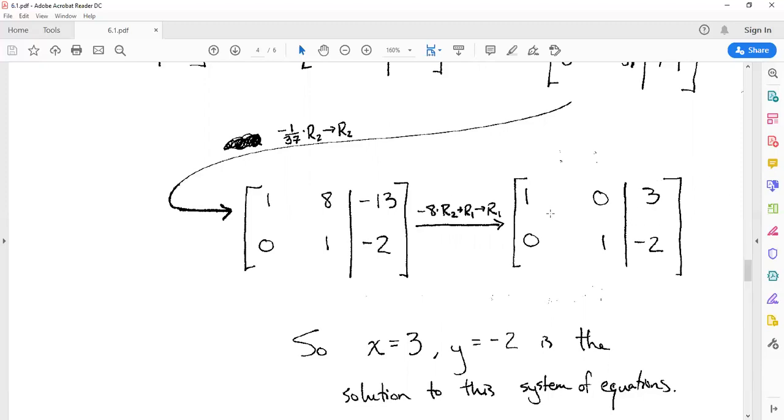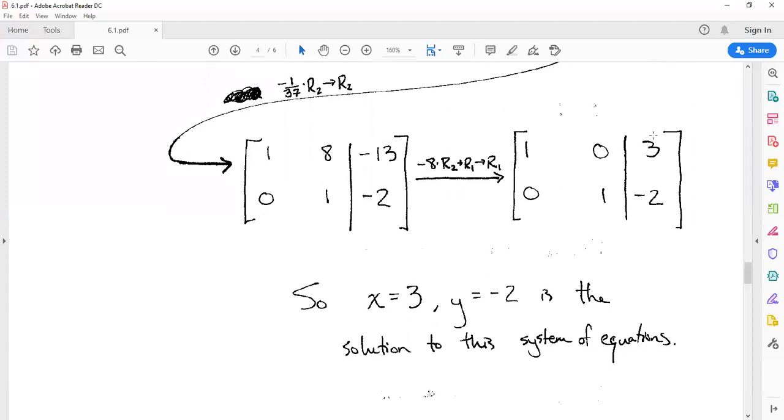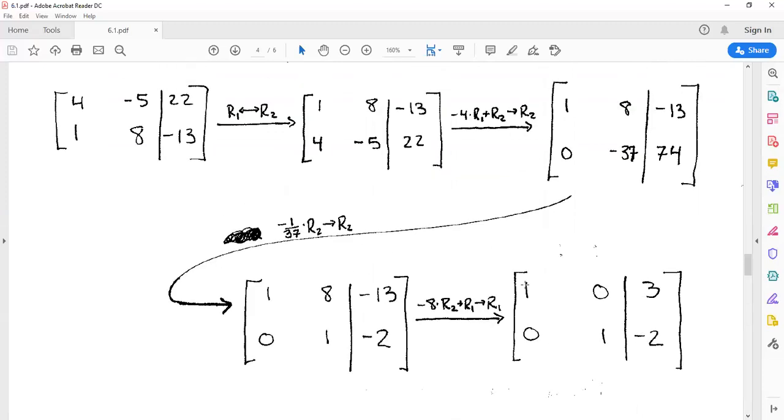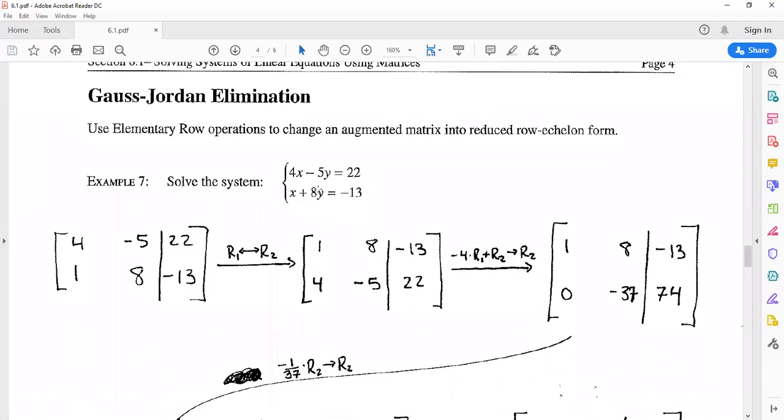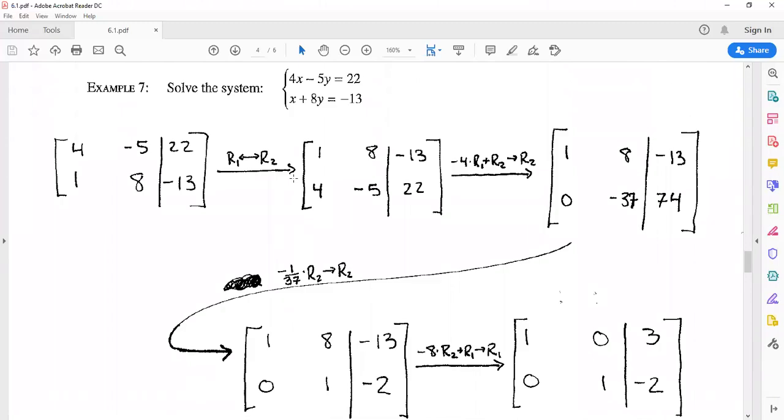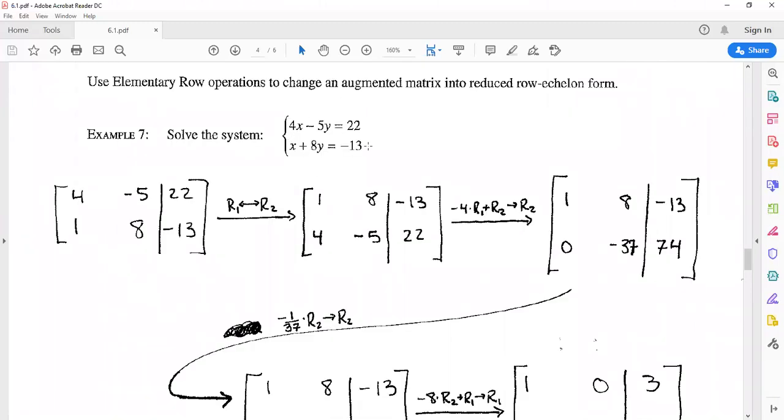All right, and look at this. Now we've got a matrix that is in reduced row echelon form, and we can read off the system of equations that we get from this. It is x equals 3 and y equals -2. So that is the solution to this system of equations. If you start up here, notice that you can plug in x equals 3 and y equals -2, and you will get exactly the solution to this system of equations.